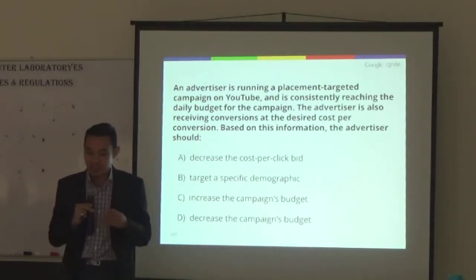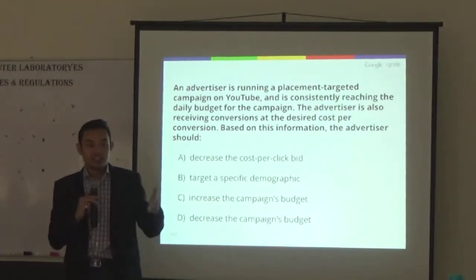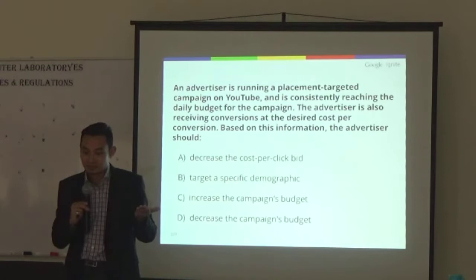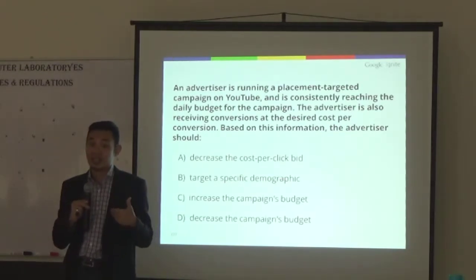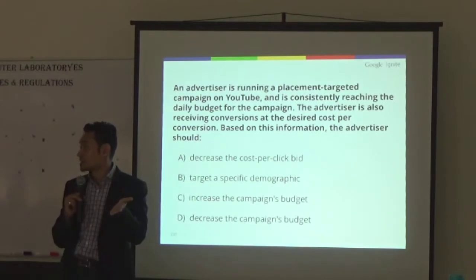Now, reread this question. This guy is running a campaign on YouTube using placement targeting and is consistently reaching his daily budget. He puts $100, maxed out, puts $200, maxed out. But take note of the other point here: the advertiser is also receiving conversions at the desired cost per conversion, meaning he is actually getting the number of conversions, meaning he has profits here. At the same time, his daily budget is also maxed out. So it's a good ROI for this advertiser.